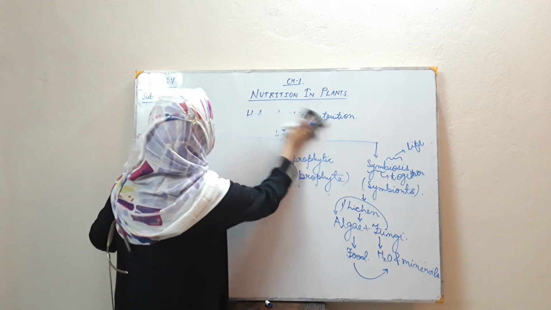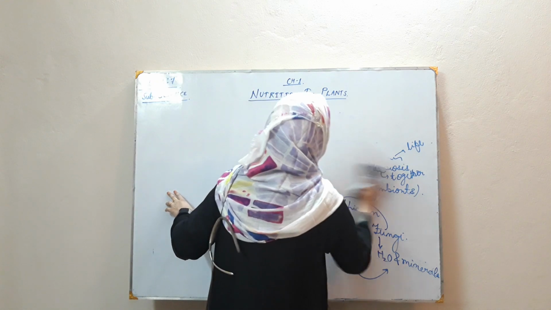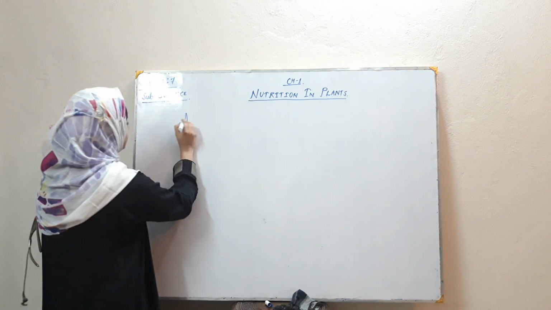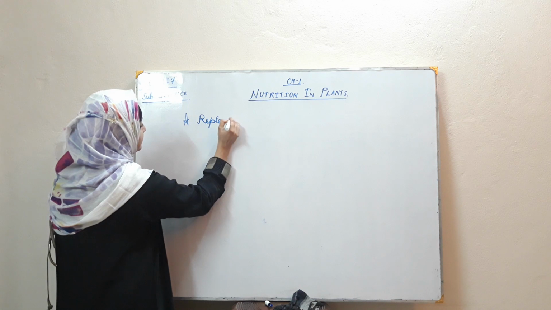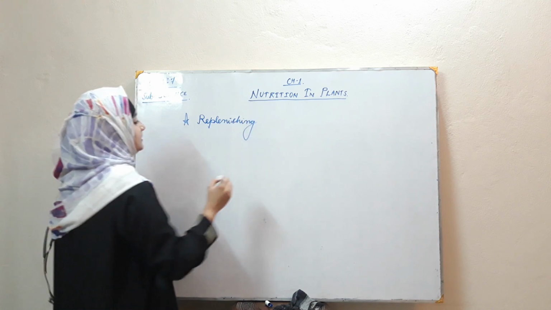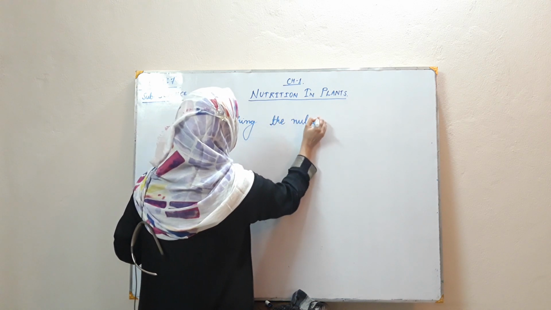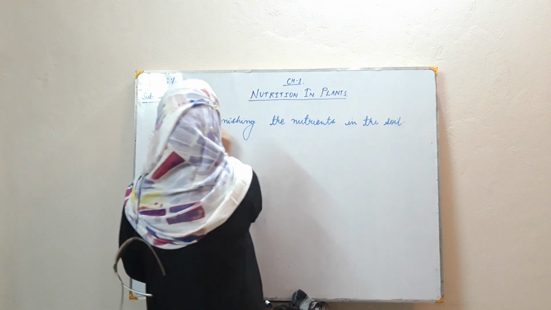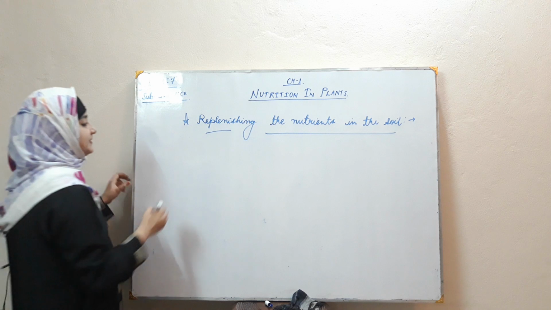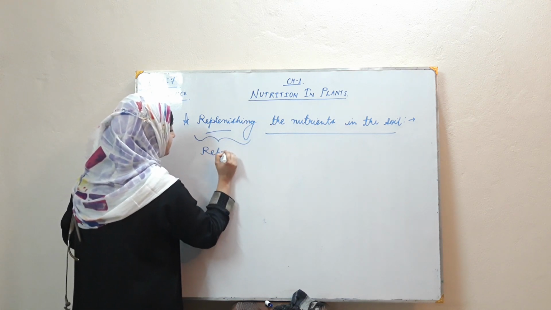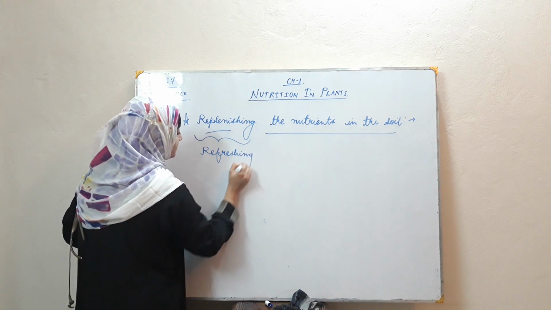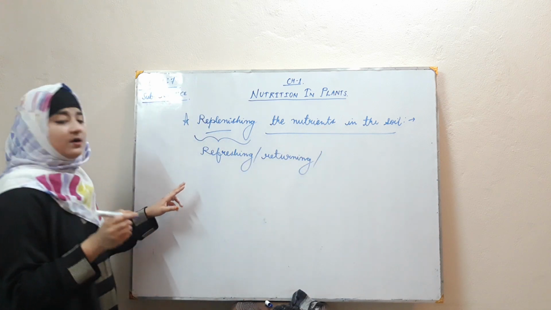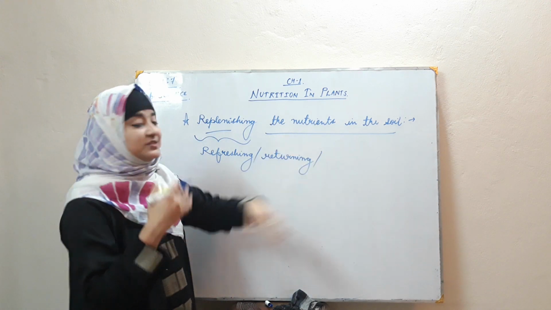comes the last topic of this chapter, that is replenishing the soil. See, the last topic of the chapter is replenishing the nutrients in the soil. So what is the meaning of replenishing? Replenishing means refreshing, then or returning. There are so many meanings. Returning or rejuvenating. Okay, so basically replenishing means returning nutrients back to the soil.